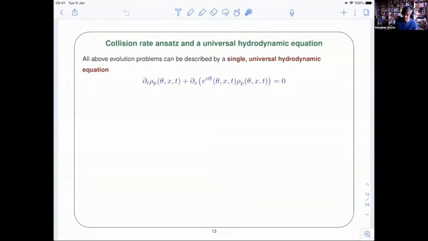What is this equation? It's a single, universal hydrodynamic equation. It's an equation for some kind of density of states. It's called density of states in the context of soliton gas, or spectral density. It's a function of three variables, say a spectral variable theta, position, and time.